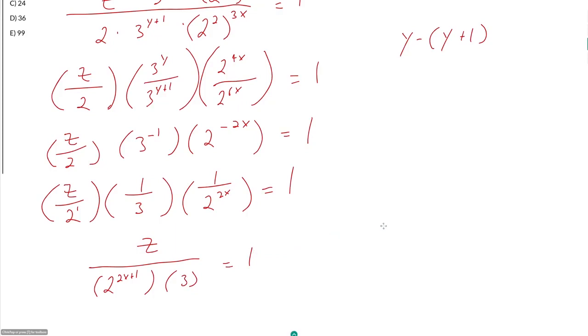So then for my final step, I want to get everything in terms of z. So just move my denominator over to the right side. z is equal to 2 to the 2x plus 1 times 3. And so I would say this is an expression for z that is fully simplified. And I should be able to answer the question from here.